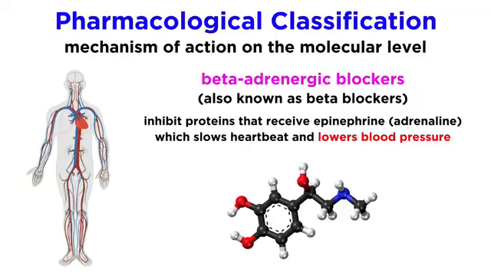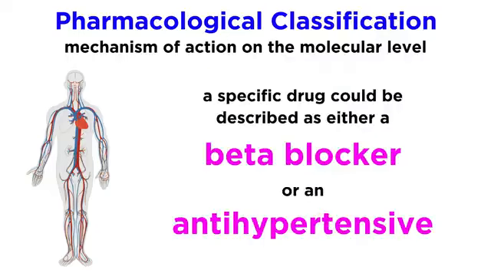Beta-adrenergic blockers, or beta blockers, inhibit proteins that are supposed to receive the hormone epinephrine, commonly known as adrenaline. As it happens, the therapeutic effect is that the heartbeat is slowed and the blood pressure is lowered. So a specific drug could feasibly be described as either a beta blocker or an antihypertensive. The classification will simply depend on the context and what it is that is being examined or described at any particular moment. And depending on the efficacy of a particular drug, one label may be more appropriate or at least more commonly used.